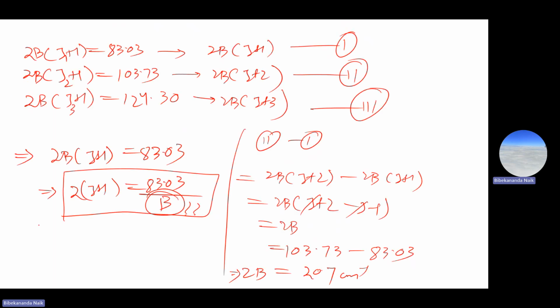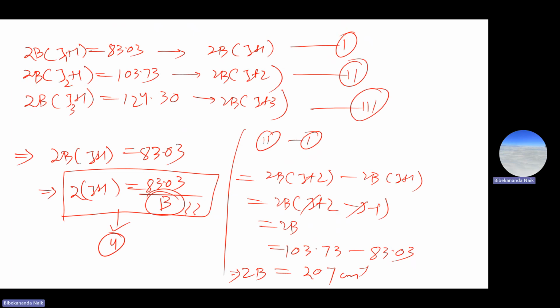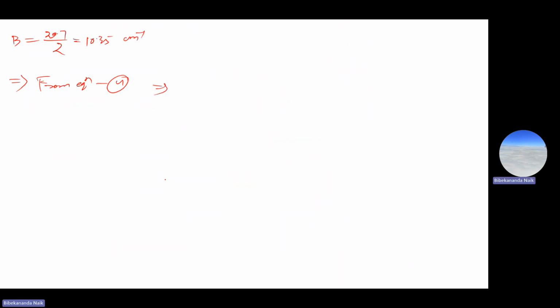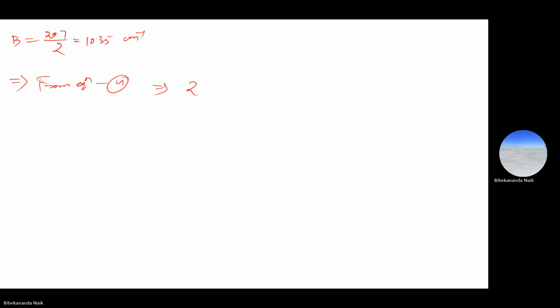So from this equation, suppose this is equation 4, from equation 4, 2 into J plus 1 is 83.03 divided by B. So 2J plus 1 equals 83.03 divided by 10.35.